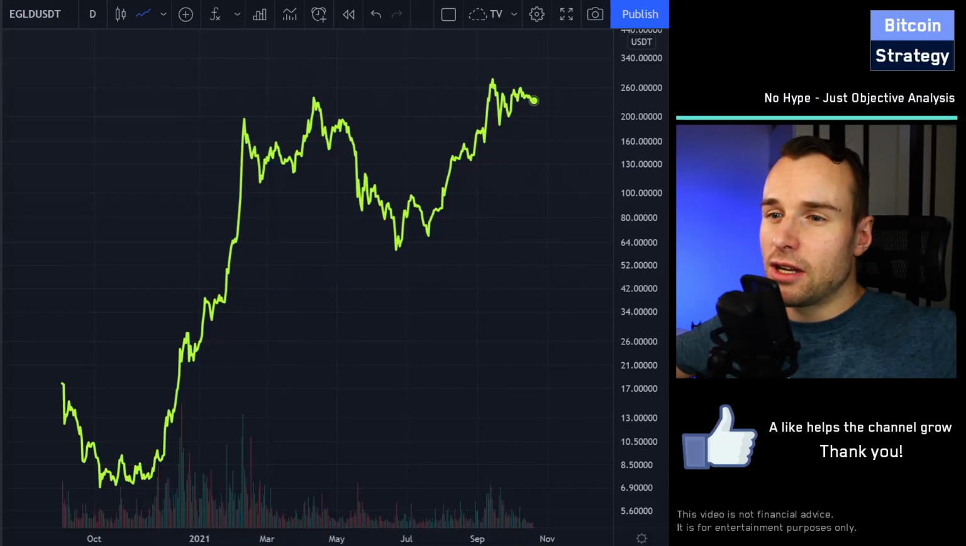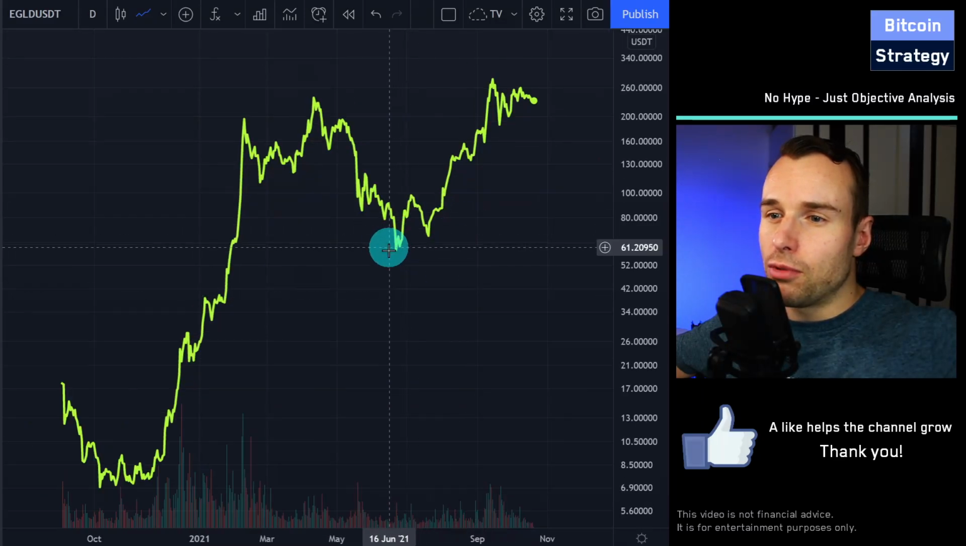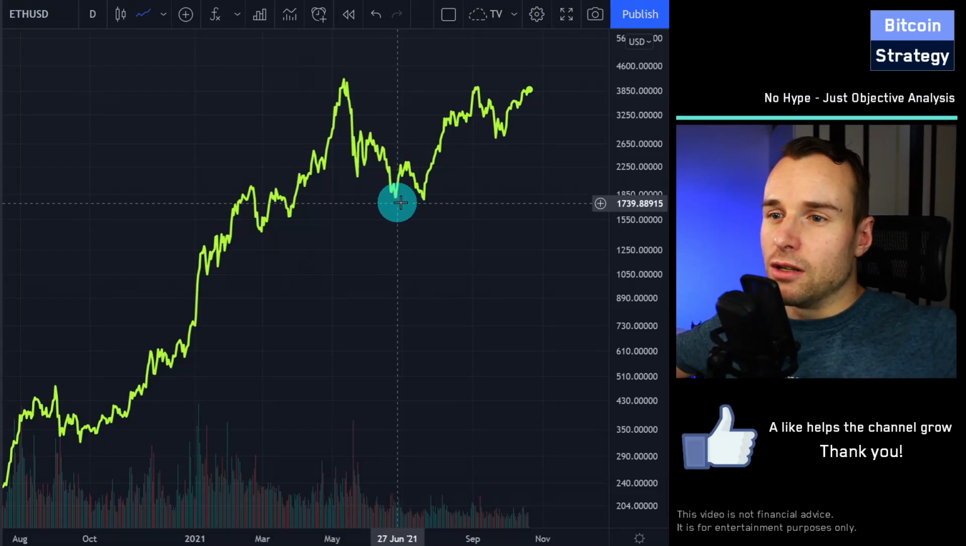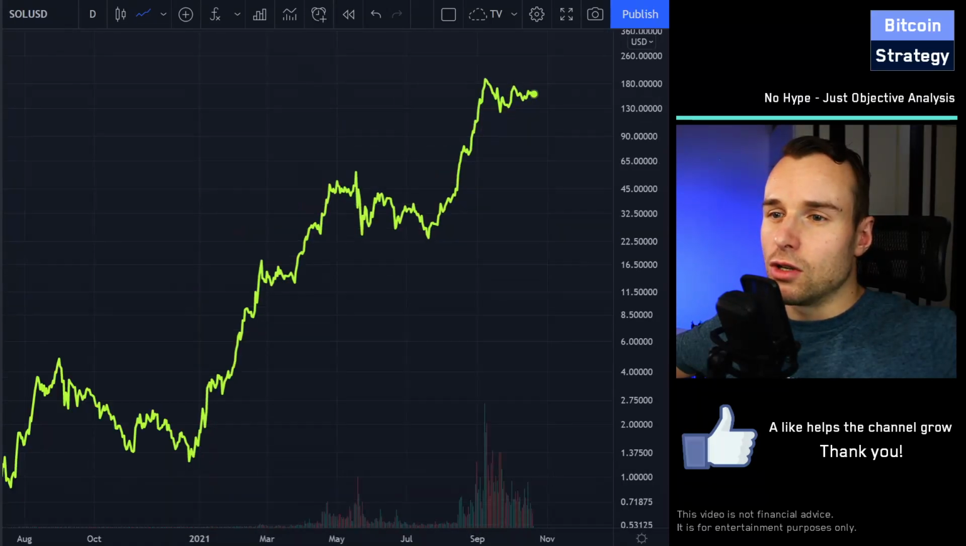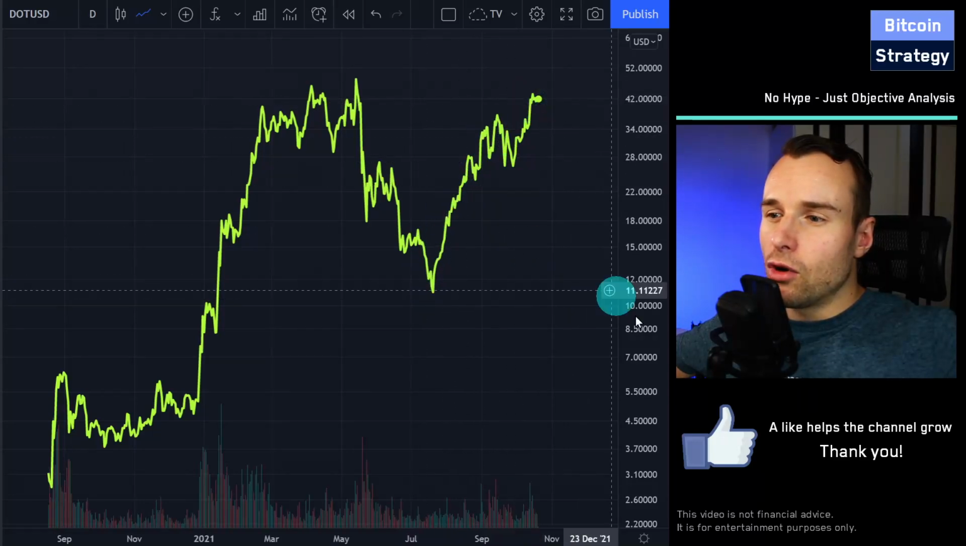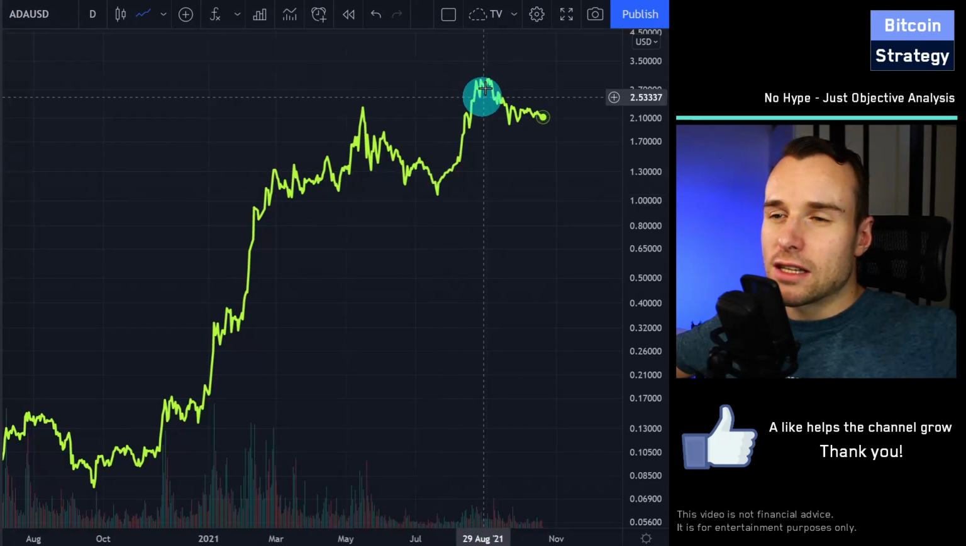Let's look, for example, at the Ethereum chart. It doesn't look that different, right? The bottom here is pretty much at a similar time to where we have a bottom in Elrond. This is Solana, also looks pretty similar. Polkadot, they all rally more or less at the same time. They all have a bottom more or less at the same time.